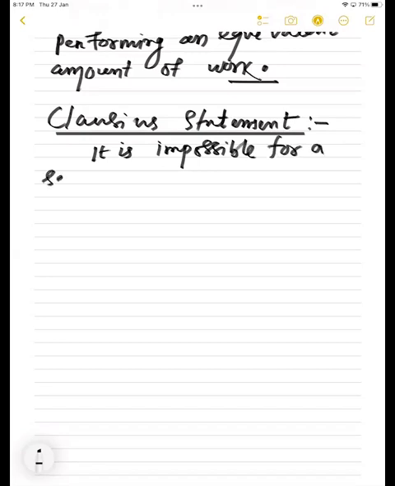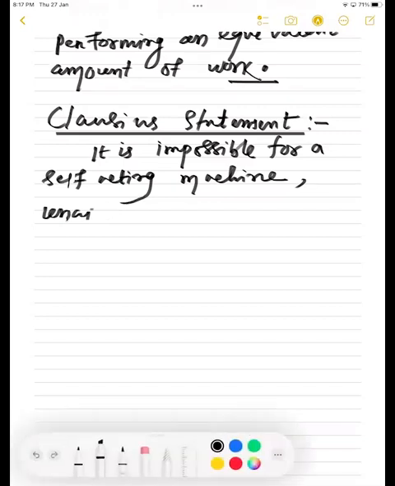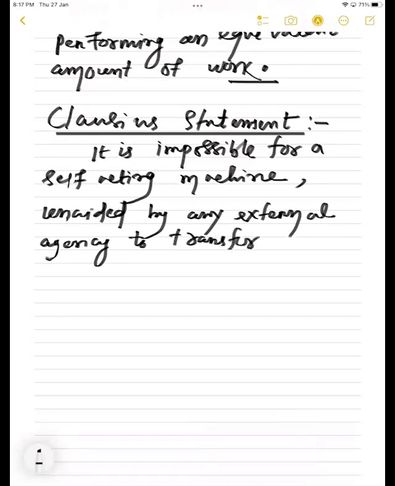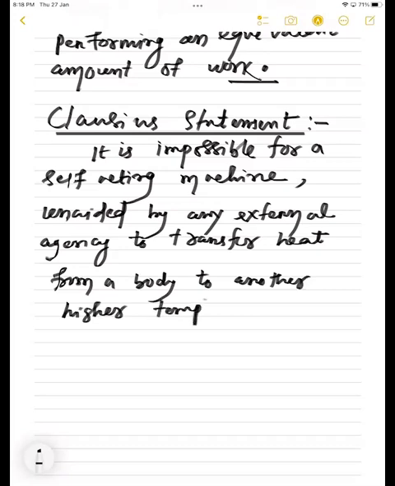So right here, it is impossible for a self-acting machine, correct, unaided by any external agency, to transfer heat from a body to another at a higher temperature. Right? These are the two statements of the second law.